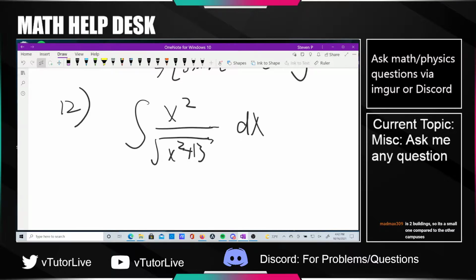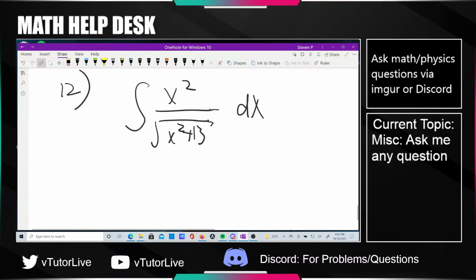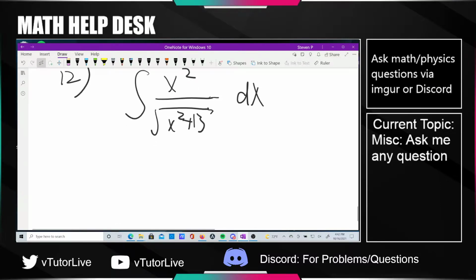Two buildings, so a small one compared to other campuses. Different campus, ours just not that big. Okay, cool. I'm curious, are things in person right now, or are they remote? I'm assuming that this is the US, but of course, if you don't want to tell me, you don't have to.